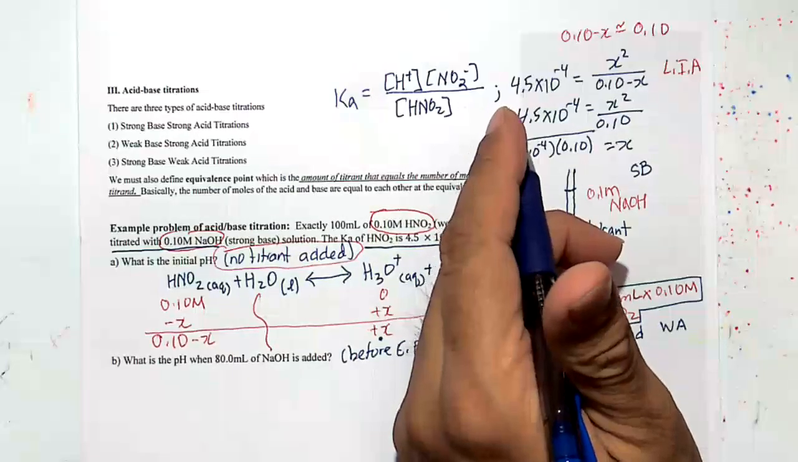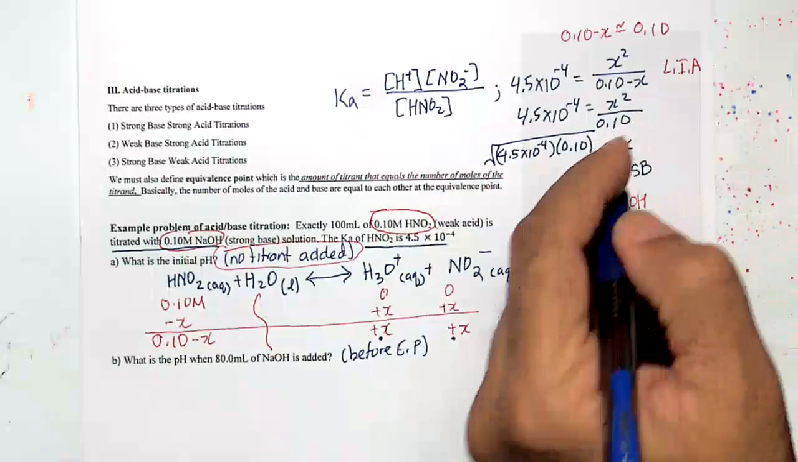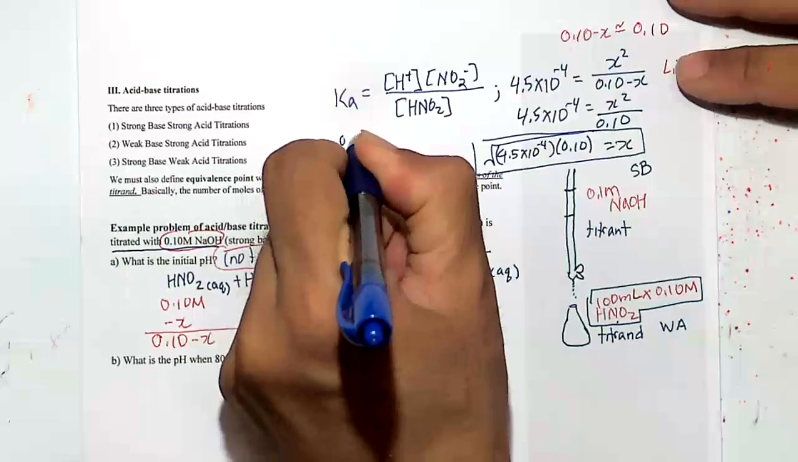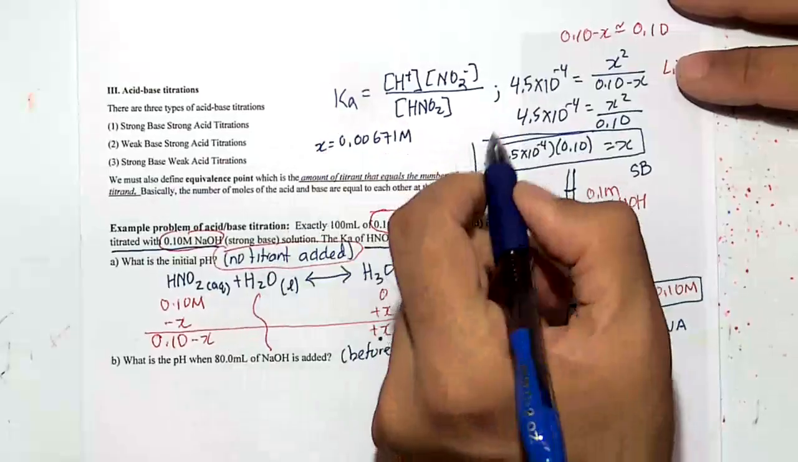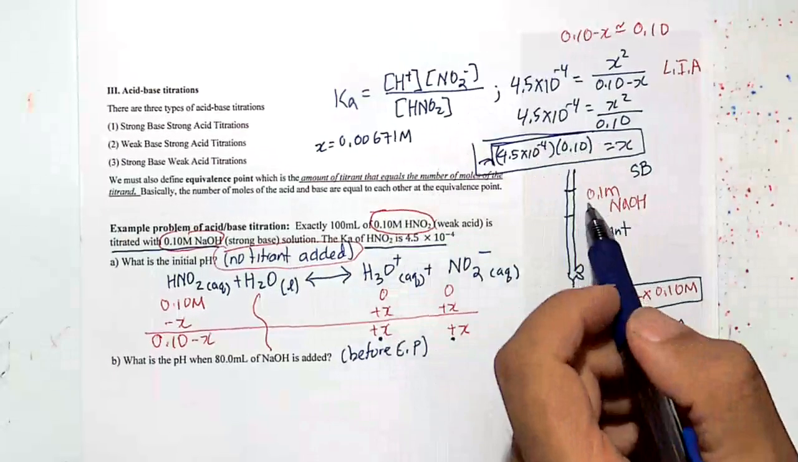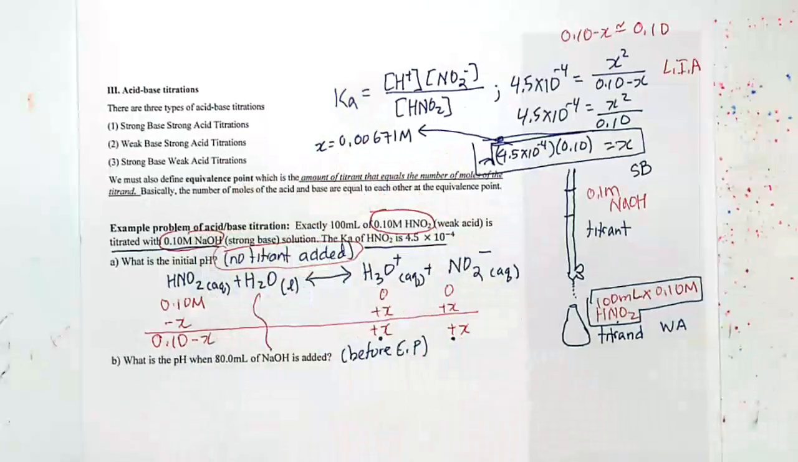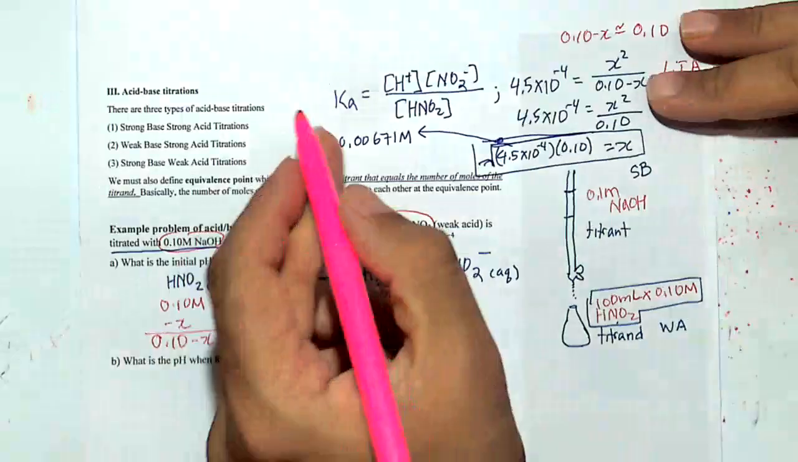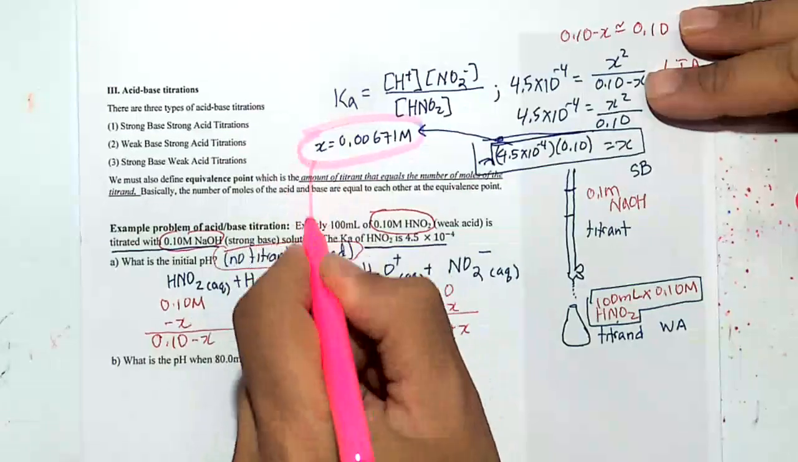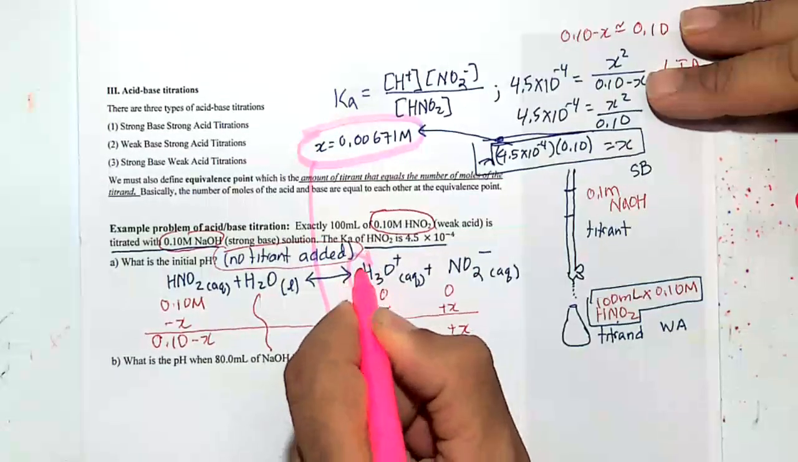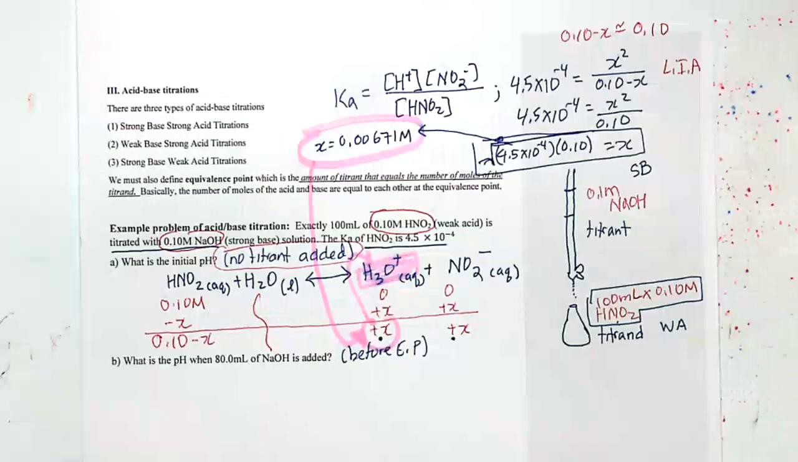All right, so just in the interest of saving some time, I'll go ahead and tell you what that x is. When I do this on my calculator, I'm getting x equal to 0.00671 M when I square root 4.5 times 10 to the minus 4 times 0.1. That is what that equals on my calculator. Okay, but what is that x? What does this x really mean? Okay, this x is NO2 minus, but what else is it also? Okay, so pH is minus the log of the concentration of H3O plus.